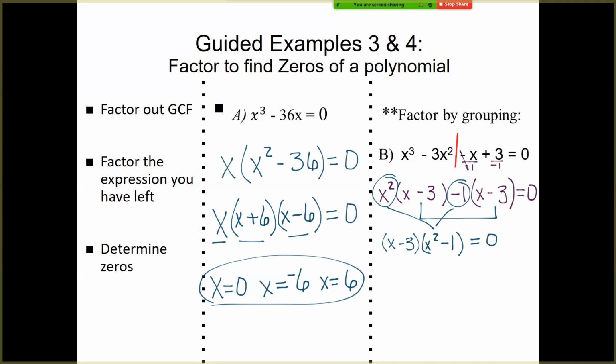Have I factored this completely? No, why not? I've got to do something else before I set them equal to 0. I have an x squared left. Anytime you get x squared left, you want to think, can I factor that further? Using what?